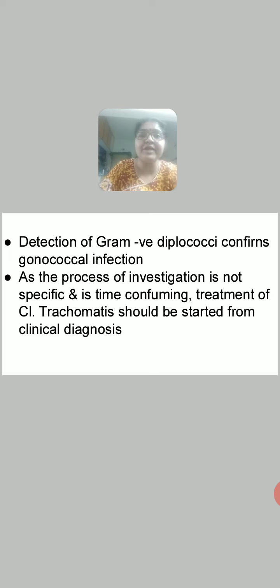So, as the process of the investigation is not specific and it is time consuming, treatment of C. trachomatis, please find this correct, it is C. trachomatis, should be started from clinical diagnosis. This means you cannot wait till confirmation of trachomatis infection, because to detect trachomatis from the sample, it is quite a time consuming process, and also the process is not specific. So how can you treat this trachomatis infection? Only on the basis of the clinical findings. If clinical findings favor this type of infection, you can start the treatment accordingly.